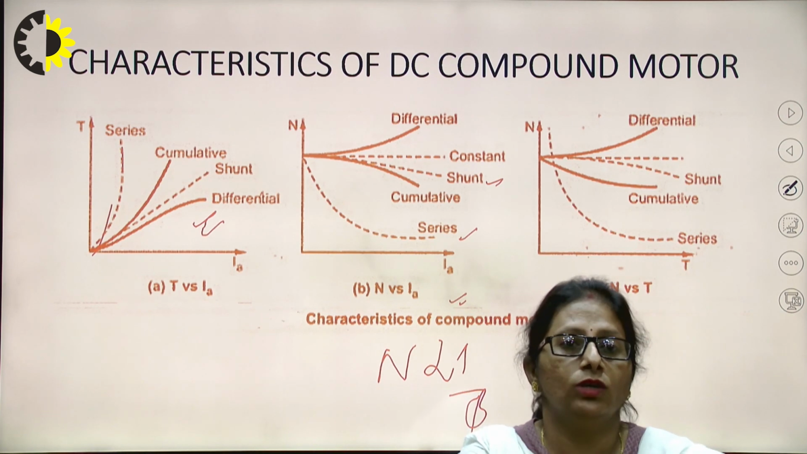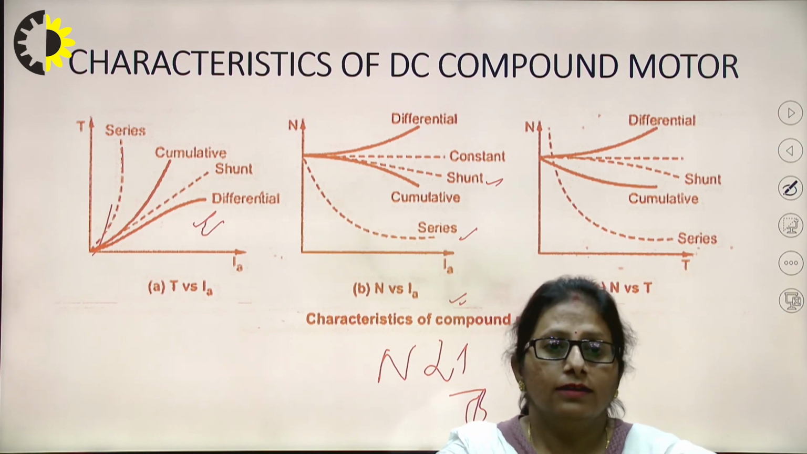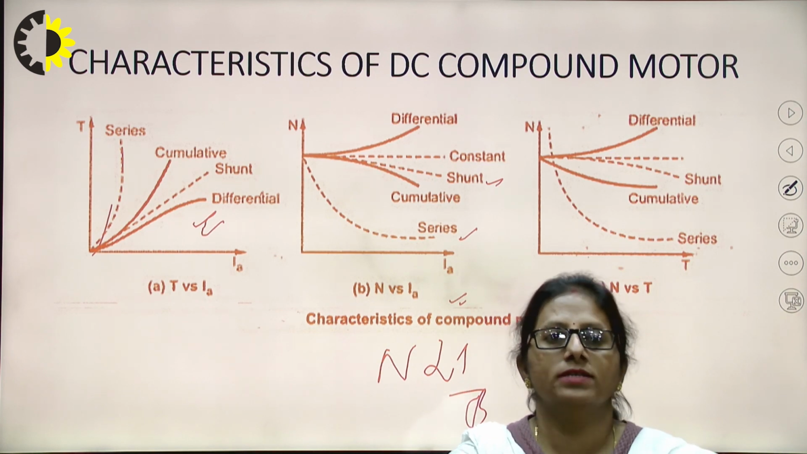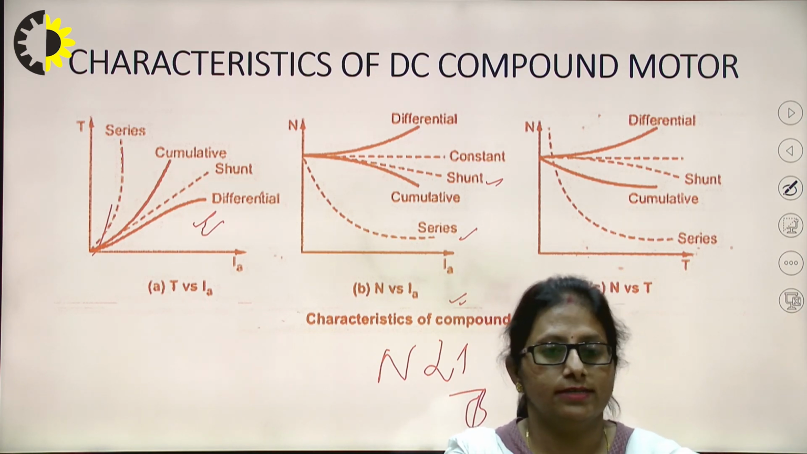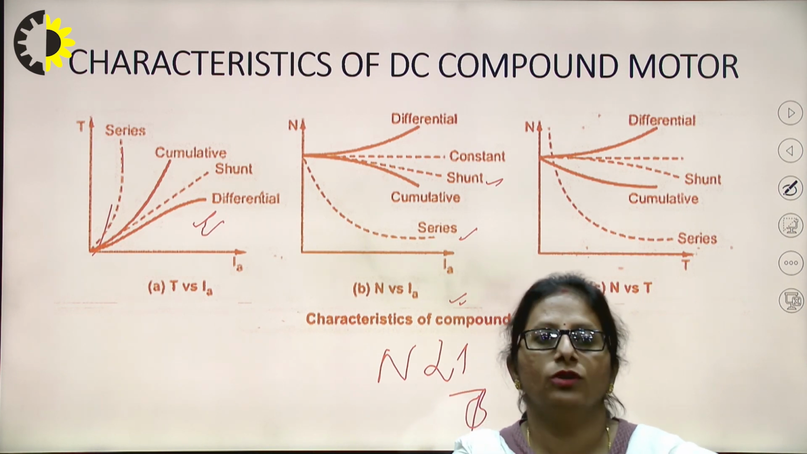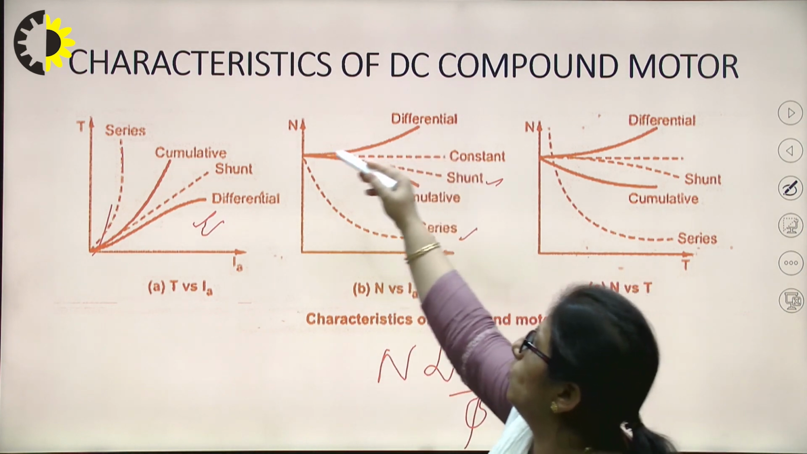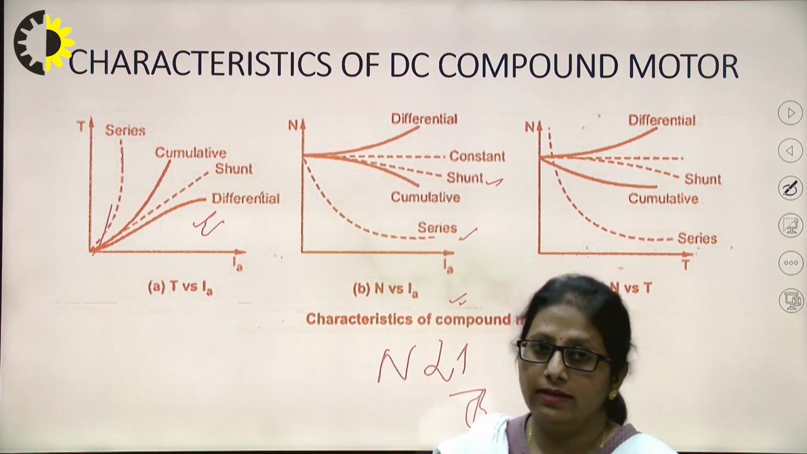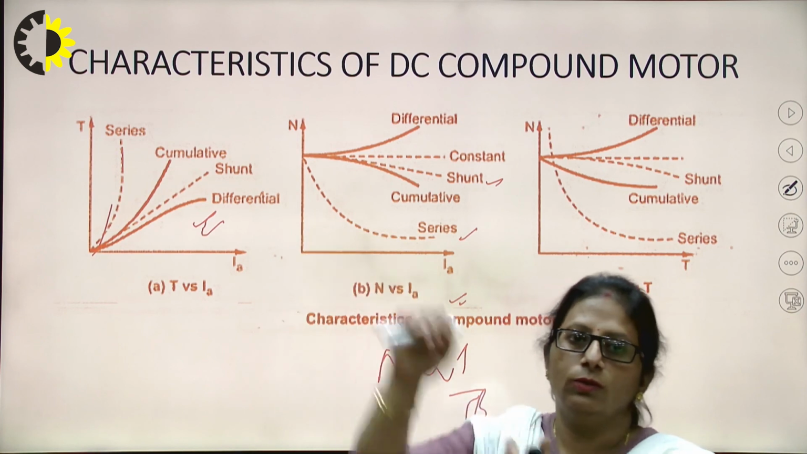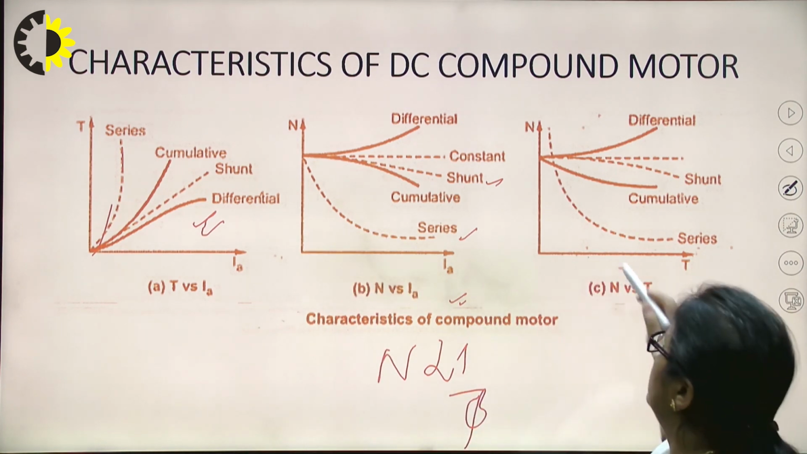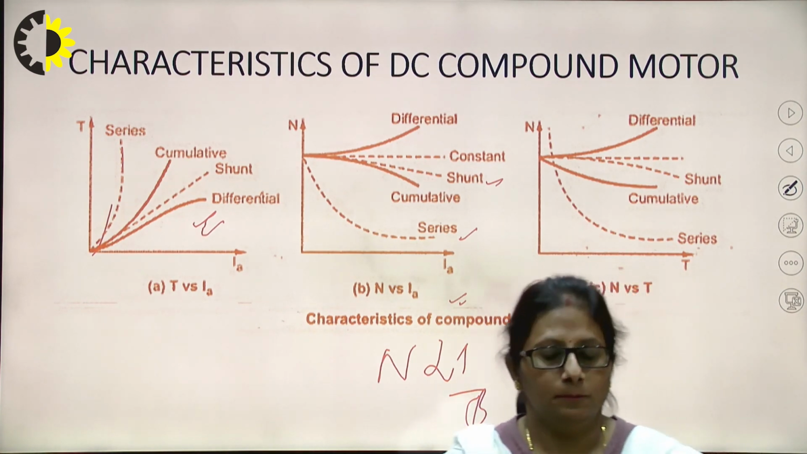So this is the motor which gives a characteristic that is not desired in any motor. We know that when the load is increasing, when the armature current is increasing, the speed has to decrease, either by a small amount or by a higher amount, but it has to decrease. But in the case of the differential, it shows a reverse characteristic. With the increase in the load, the speed also increases. The same kind of graph would be given for speed versus torque as well.